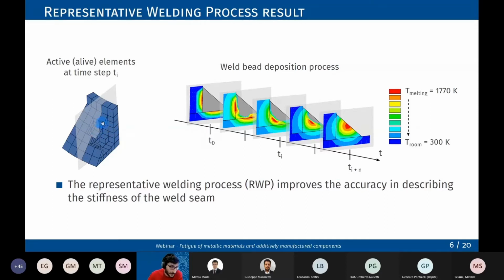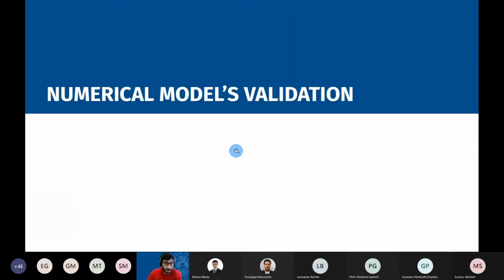On the left you can see one segment of the weld bead, and the elements here have a really coarse mesh. I decided to use this because it's easier to put in the presentation. Of course, to obtain this result, the mesh, especially close to the weld seam, is finer. So we are describing the solidification of the molten material in this case. And so after the simulation, we decided, of course, to validate the result.